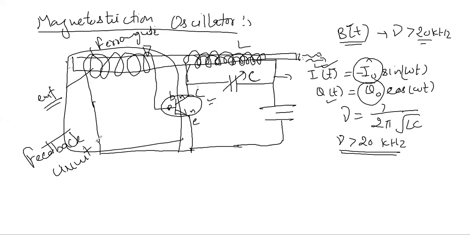So this is the basic working of a magnetostriction oscillator. Ma'am, can you please explain what is the role of base, emitter and collector in this feedback system? Like what the base is doing, what the emitter is doing? So the base is basically going to decide how much current is going to flow between collector and emitter.